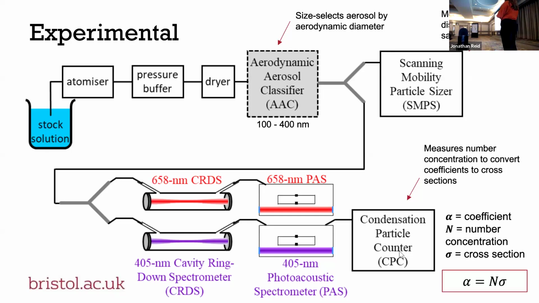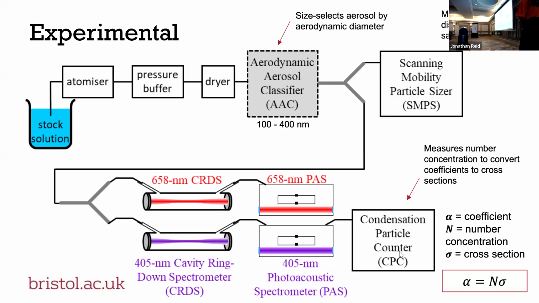So once we've measured the size distribution, we then go on to measuring the optical properties. So these are our spectrometers. They're all contained within an instrument that was developed by the Met Office for field and lab experiments. So we've got two different sampling lines at different wavelengths of laser light, 658 and 405 nanometers. So the aerosol sample first passes through the cavity ring down spectrometer, which measures the extinction, and then it goes into the photoacoustic spectrometer for absorption measurements.